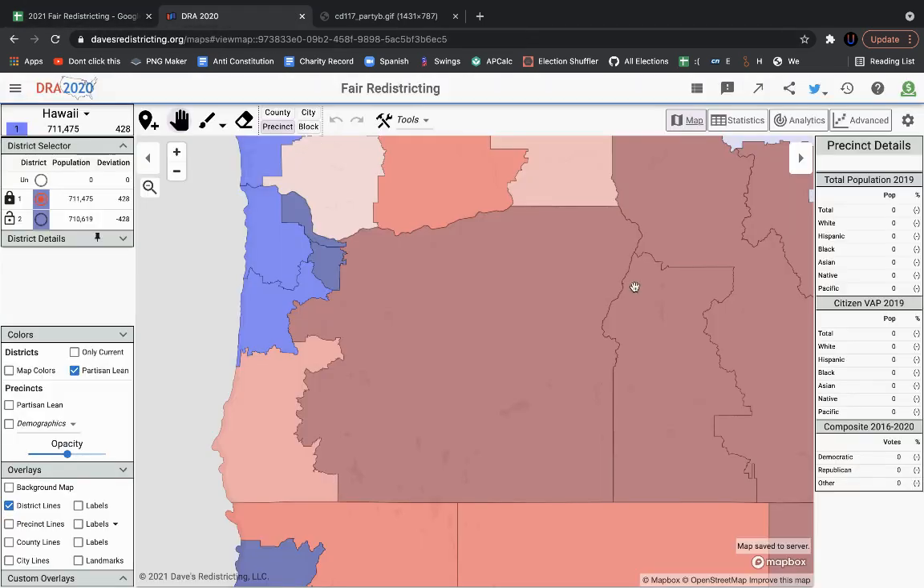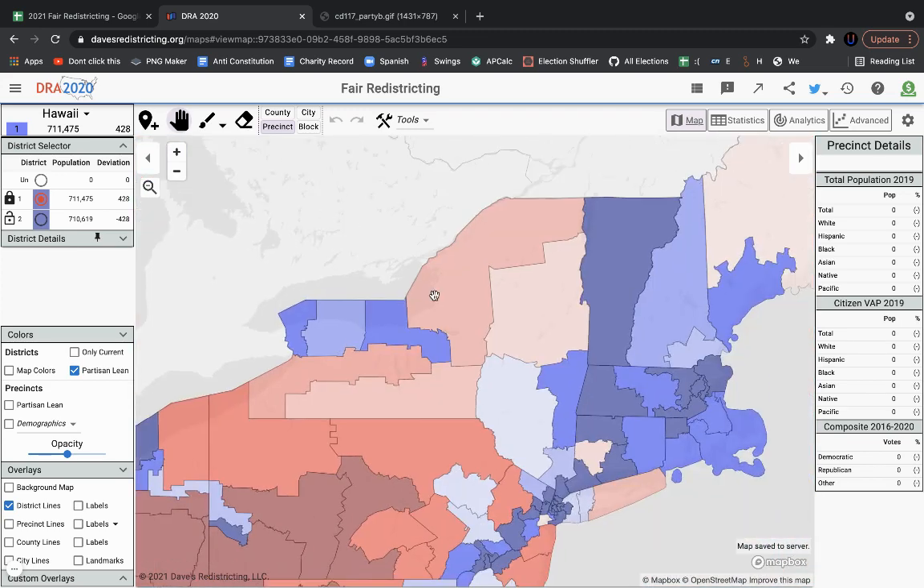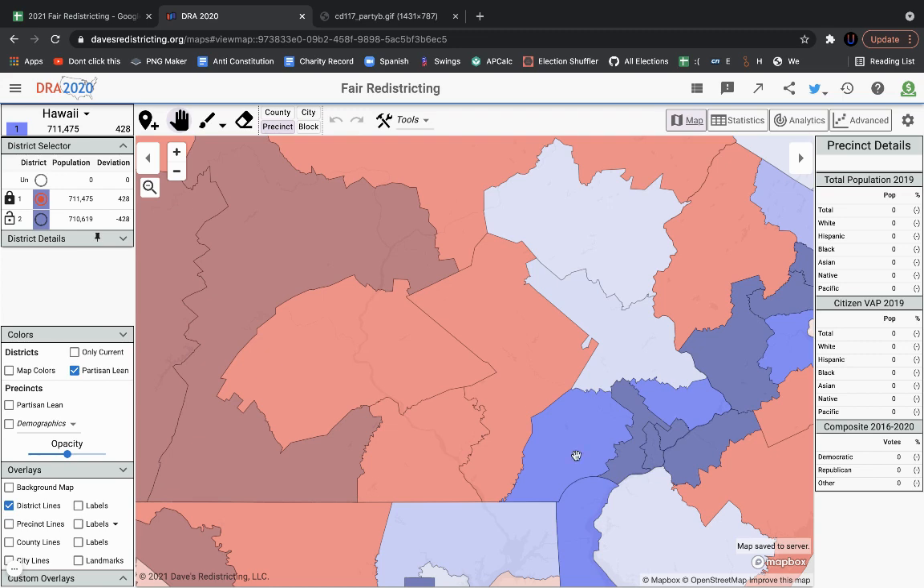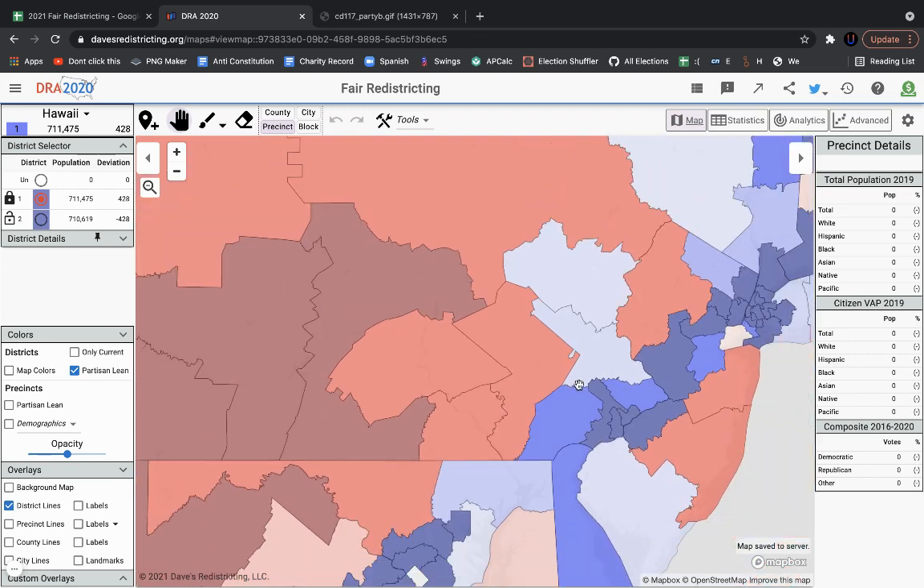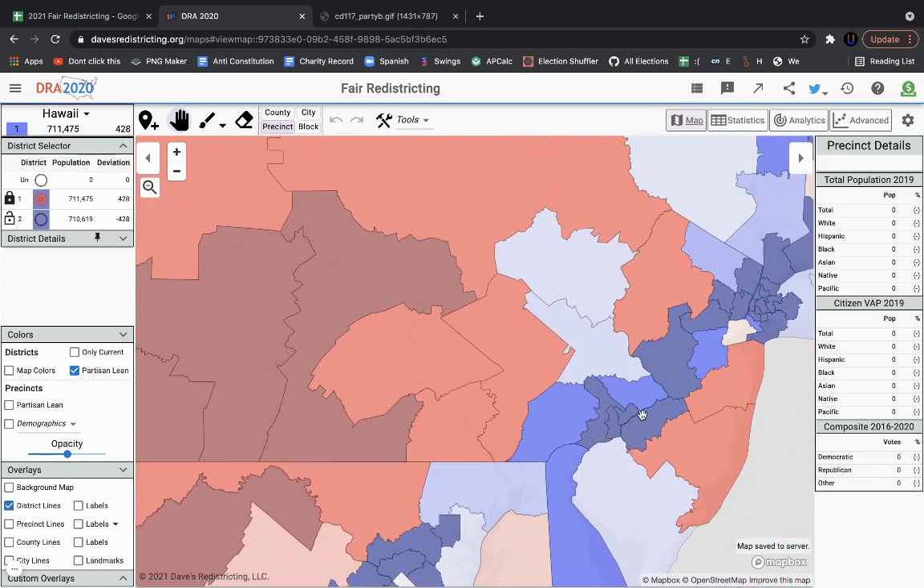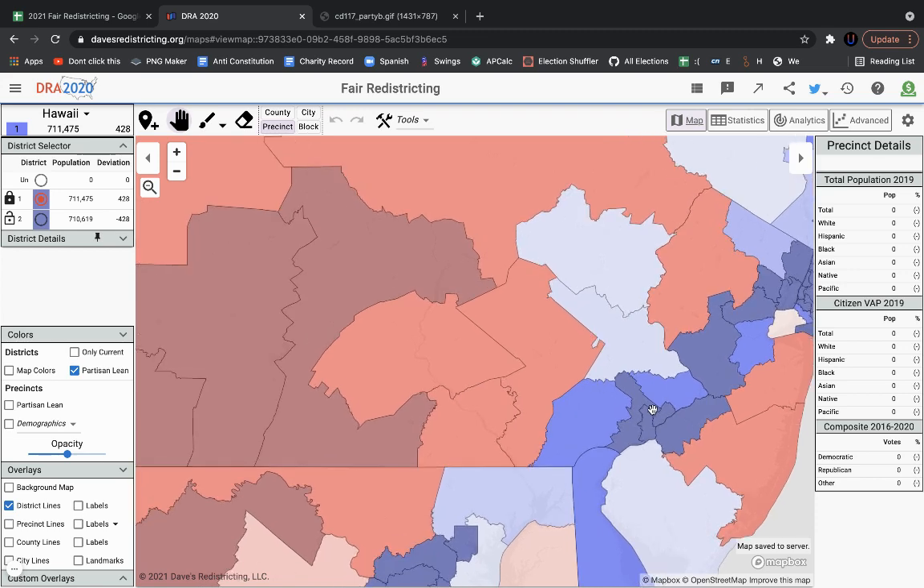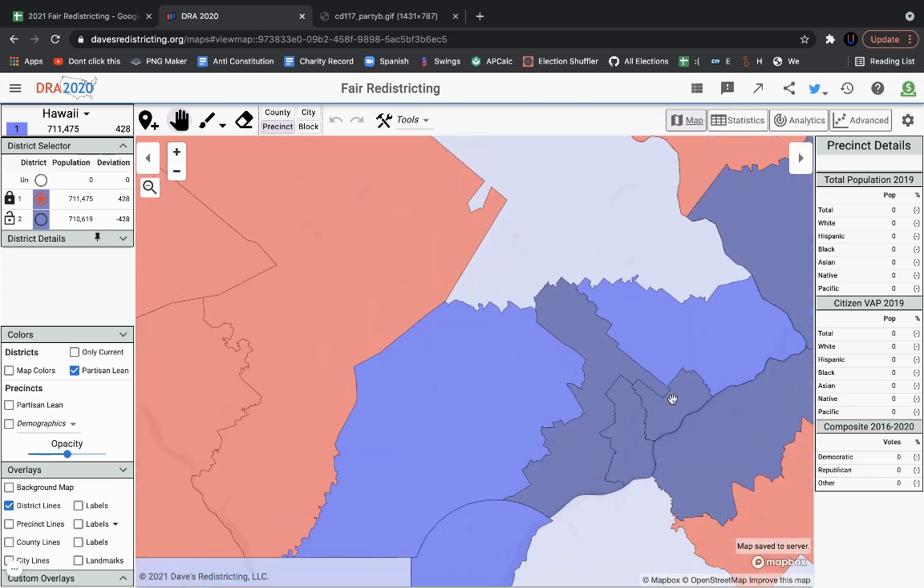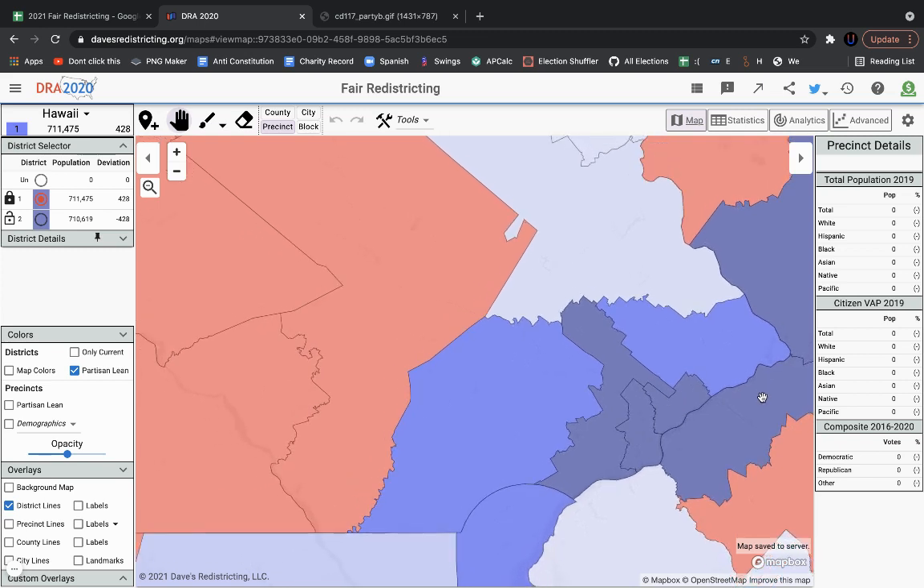Pennsylvania is 8-9 in favor of the GOP. It just switches to 9-8. You get 2 Democratic-leaning Philly suburban seats, 3 majority-minority. I think 2 majority-minority seats in Philly, and then a Democratic seat here that looks like a bird, reprimanding the other district. And then this district, right here, looks like a Maori statue.